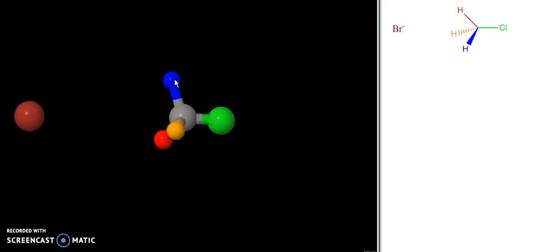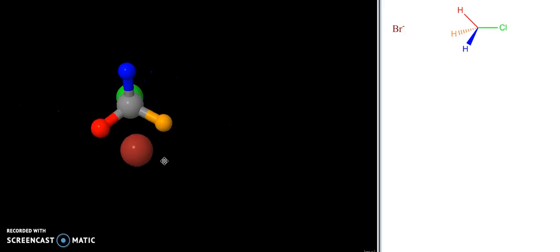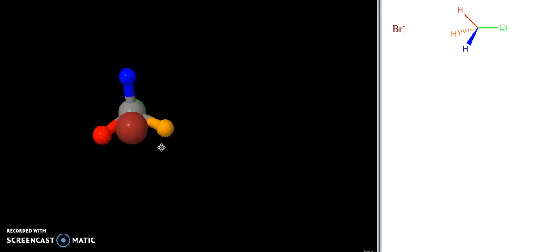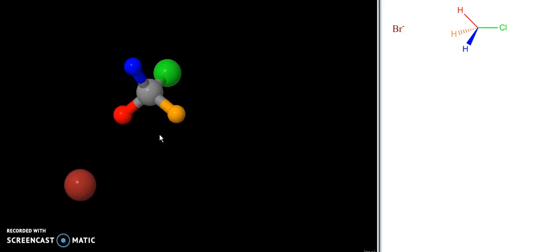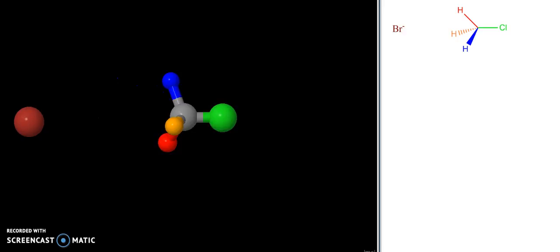chlorine, and again I've colored my three hydrogens differently so we can keep track of them. And this is the bromide ion coming in. If we spin this model, we can see that the bromide is on one side of the carbon and the chloride is on the other side, and I can line them up just like that if I want to.